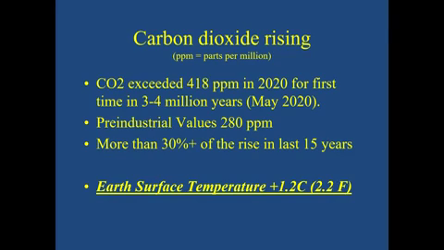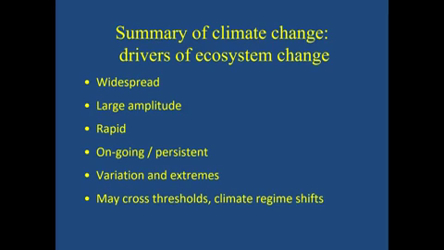So, very different climate in the future, very different types of ecosystems. So just a summary of what's going on with climate change, because climate change is the major driver of ecosystem change, especially when combined with human disturbance. The change is widespread, occurring at a large amplitude, and occurring very rapidly. It's ongoing and persistent. We're not returning to absence of change. Variation is occurring, and extremes are occurring in climates and in weather. And these climate changes may cross critical climatic thresholds, leading to climate regime shifts rather than a gradual change, sudden changes, which then essentially recalibrates the atmospheric conditions to which ecosystems must respond.